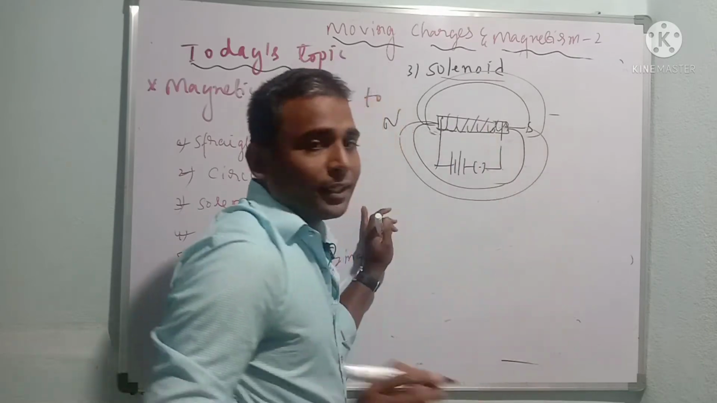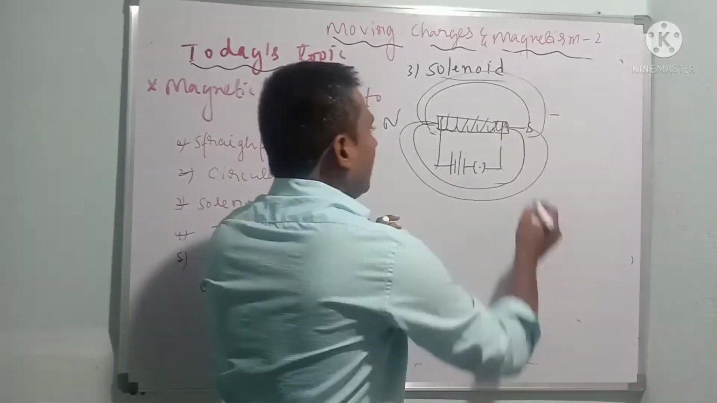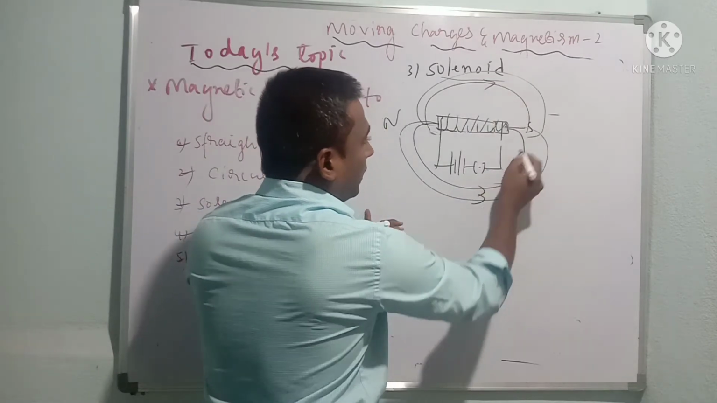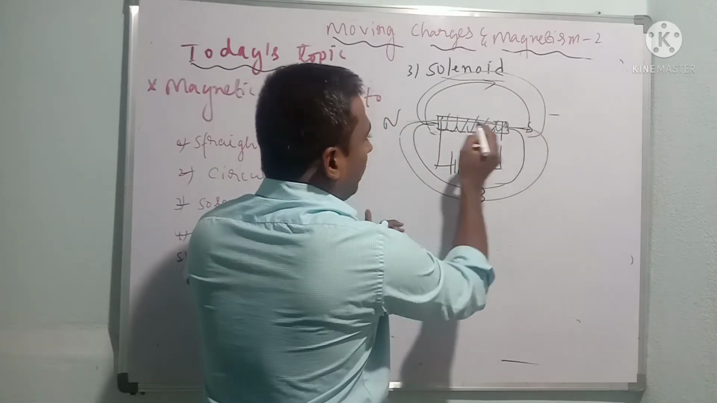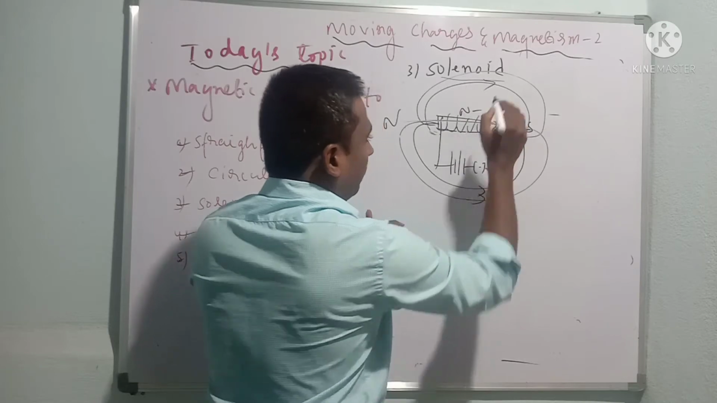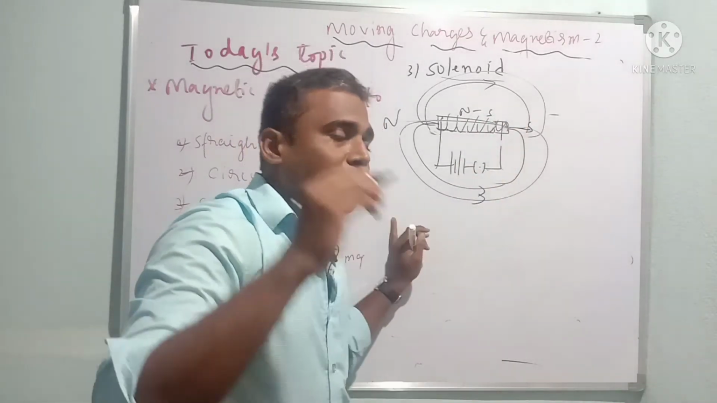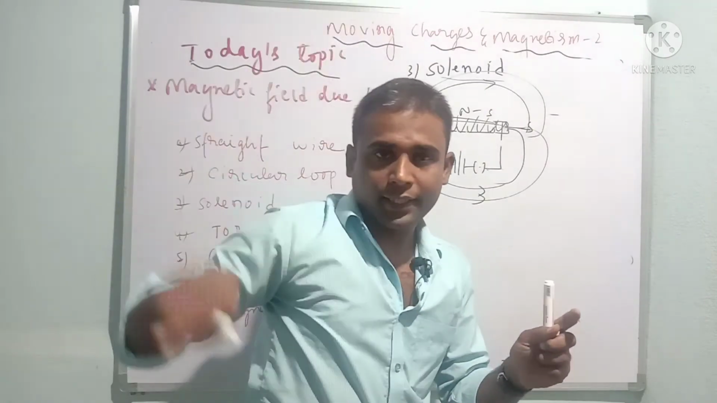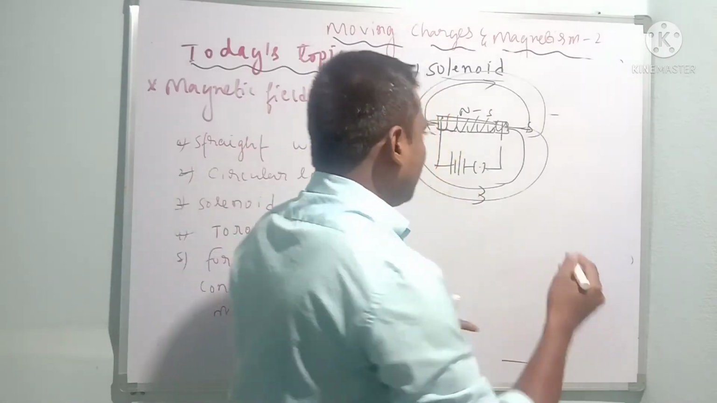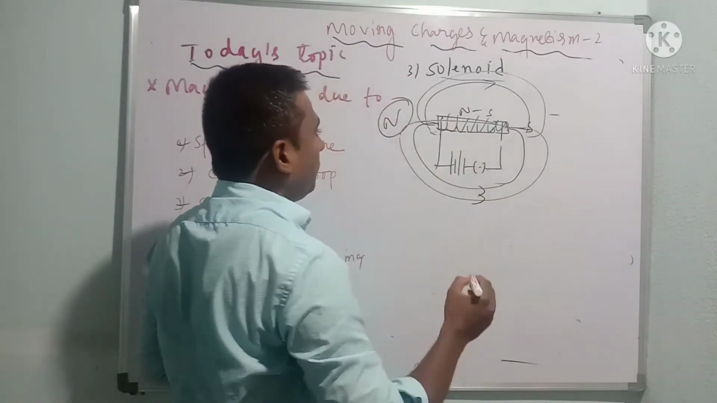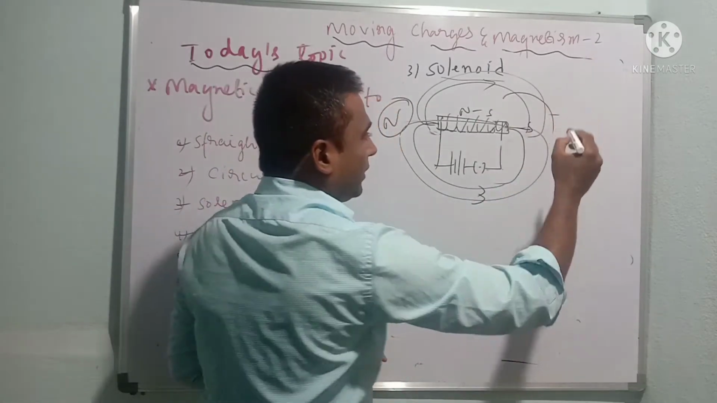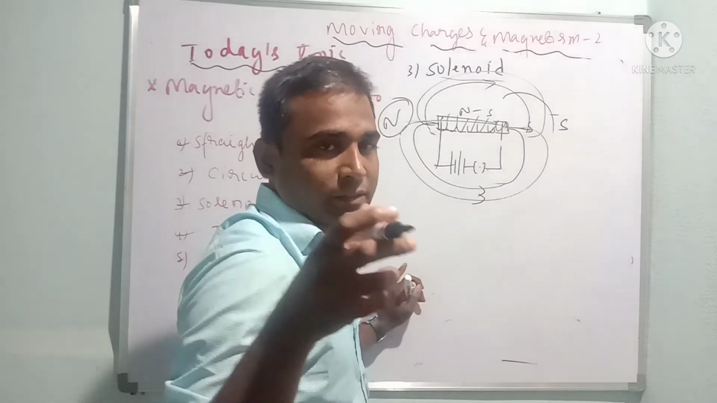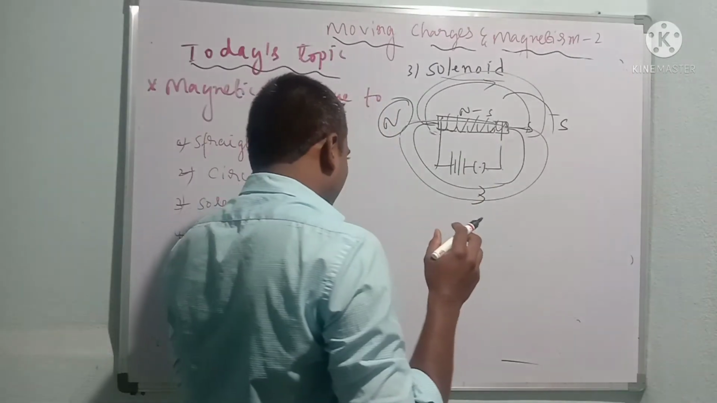This is acting like a bar magnet. Outside the magnet the field lines move from north to south direction. Inside the magnet they move from south to north. Very important point, children. When the magnetic field lines move in the anti-clockwise direction, that face acts like a north pole. Clockwise means that it acts like a south pole. So this is also called a dipole.